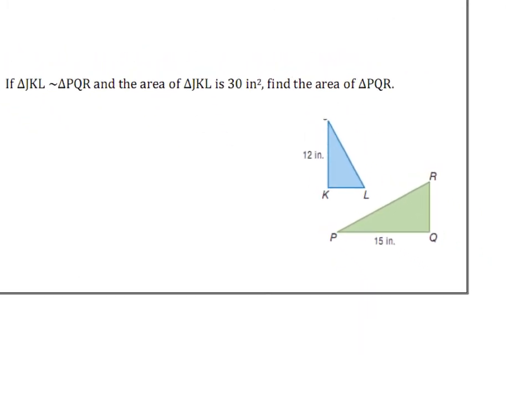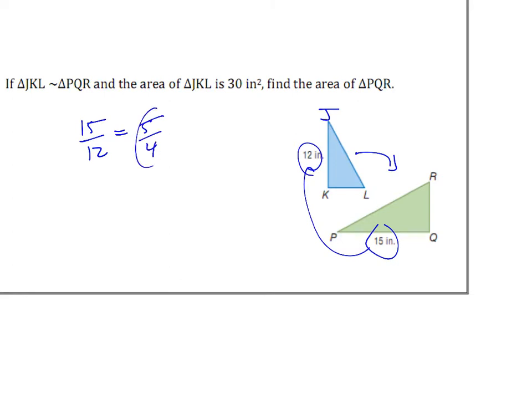So let's take a look here. These two triangles are similar. I'm going from JKL to PQR. So my scale factor becomes 15 over 12. These two sides match up. So I just take 15 over 12, which simplifies, dividing both top and bottom by 3, to 5 over 4. So that becomes my scale factor.